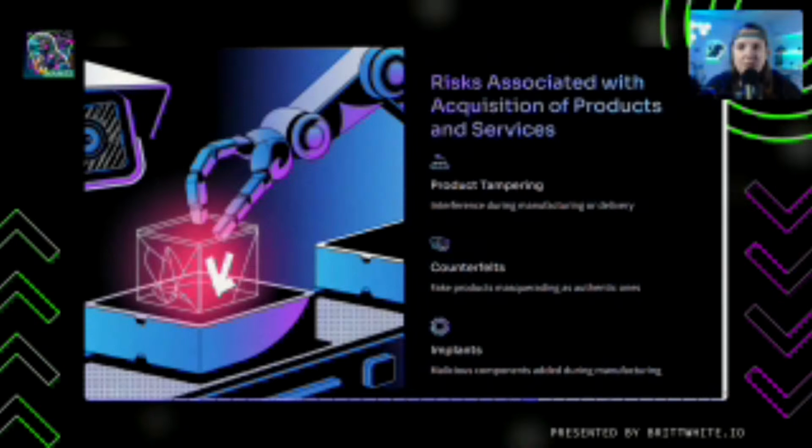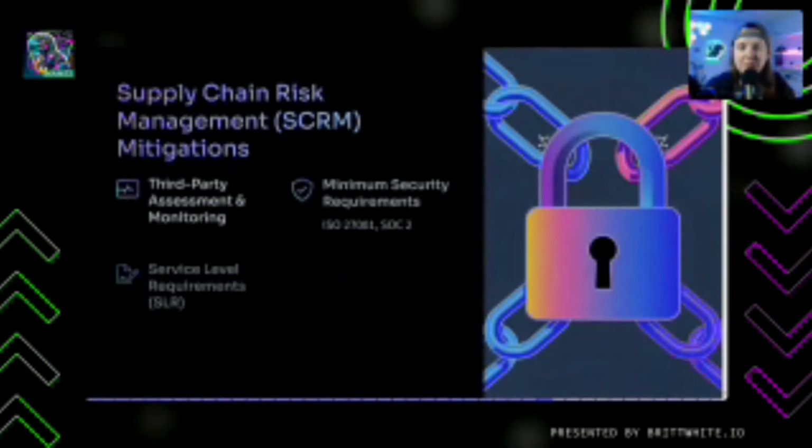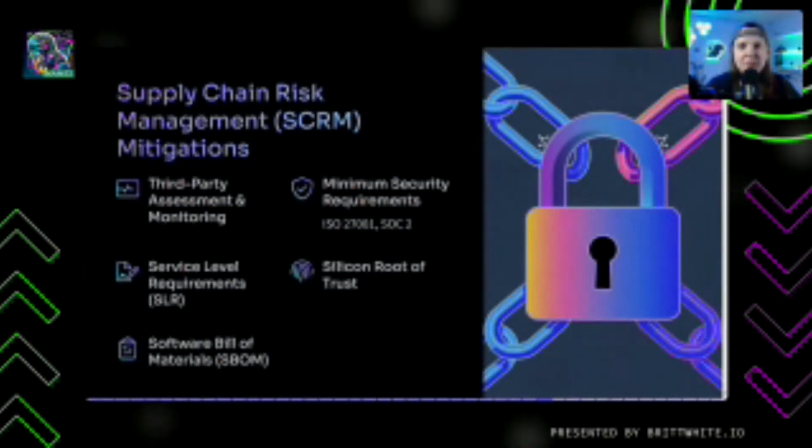Now let's talk about how we can protect ourselves from these supply chain risks. There are several key mitigations we should implement. First, we need robust third-party assessment and monitoring. Think of this like doing a thorough background check before hiring someone, but continuously. We're talking regular security audits, site visits, questionnaires, and constant monitoring of our vendors' security practices.